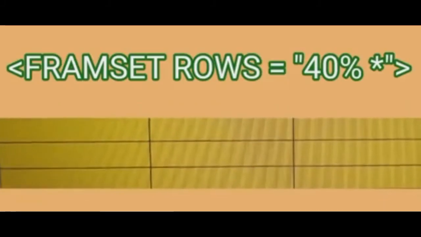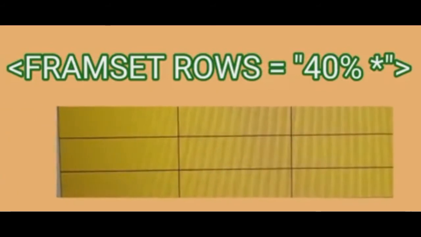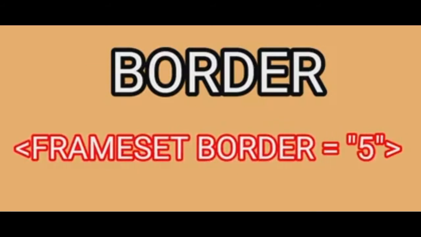Rows. This attribute instructs the browser to split the screen into a number of horizontal frames, that is rows. Example: <frameset rows="40%,*">. Border. The attribute specifies the width of the border of each frame in pixels. Example: <frameset border=5>.